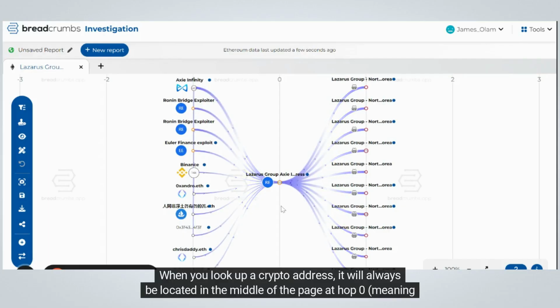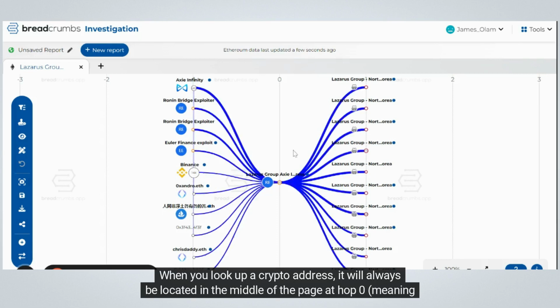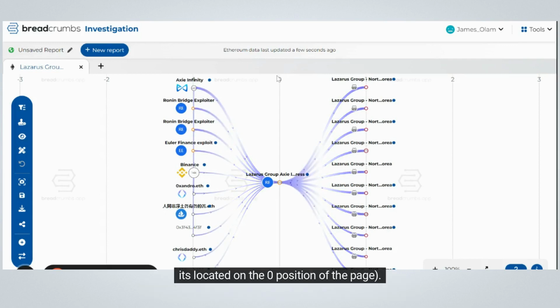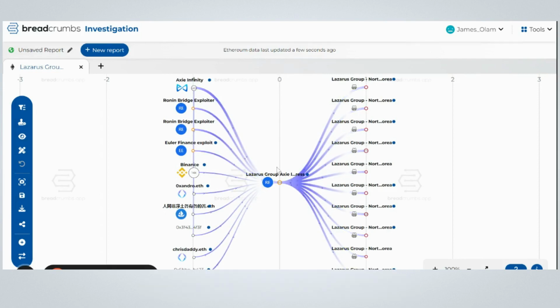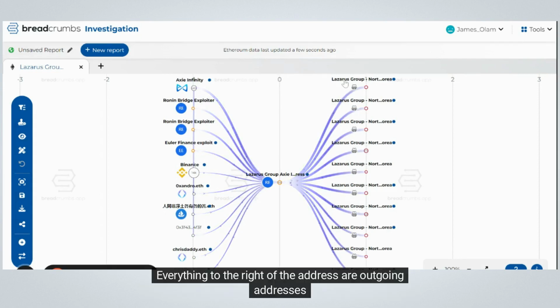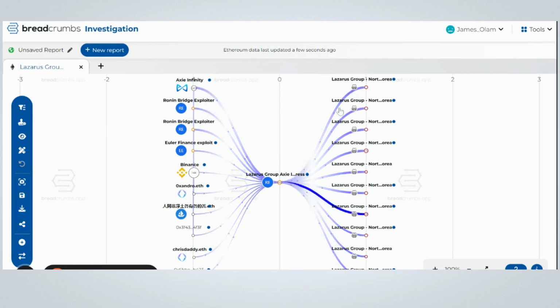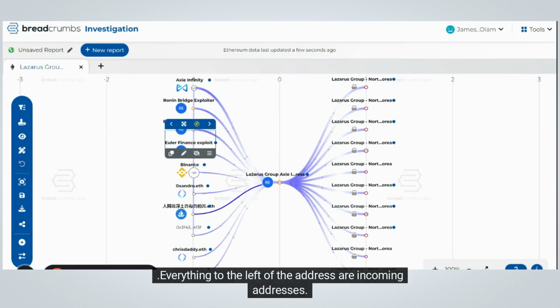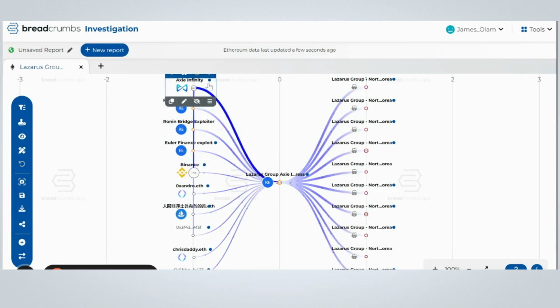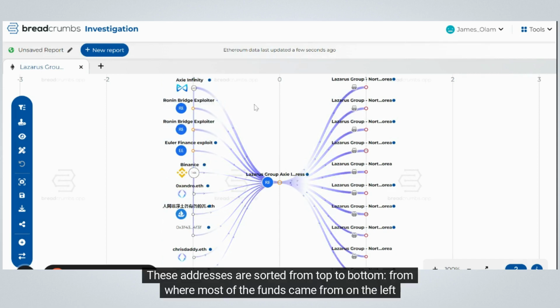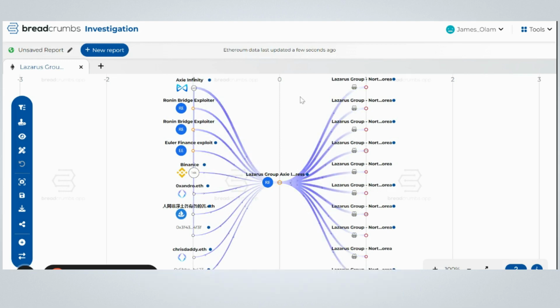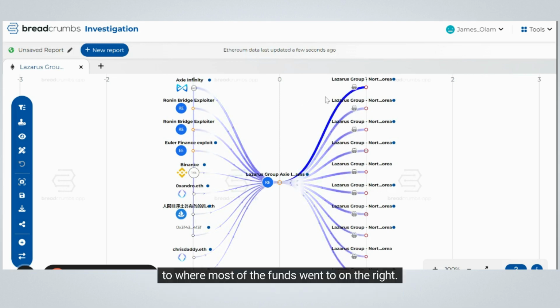When you look up a crypto address, it will always be located in the middle of the page at hop 0, meaning it's located on the 0 position of the page. Everything to the right of the address are outgoing addresses. Everything to the left of the address are incoming addresses. These addresses are sorted from top to bottom, from where most of the funds came from on the left, to where most of the funds went to on the right.